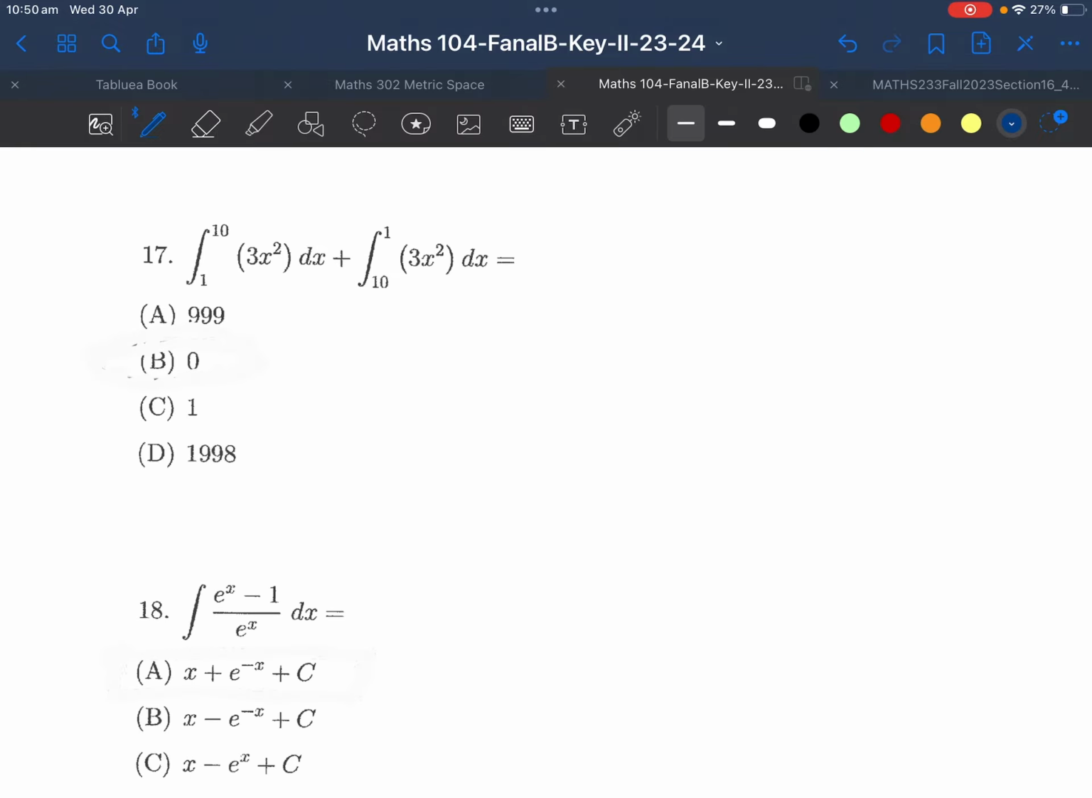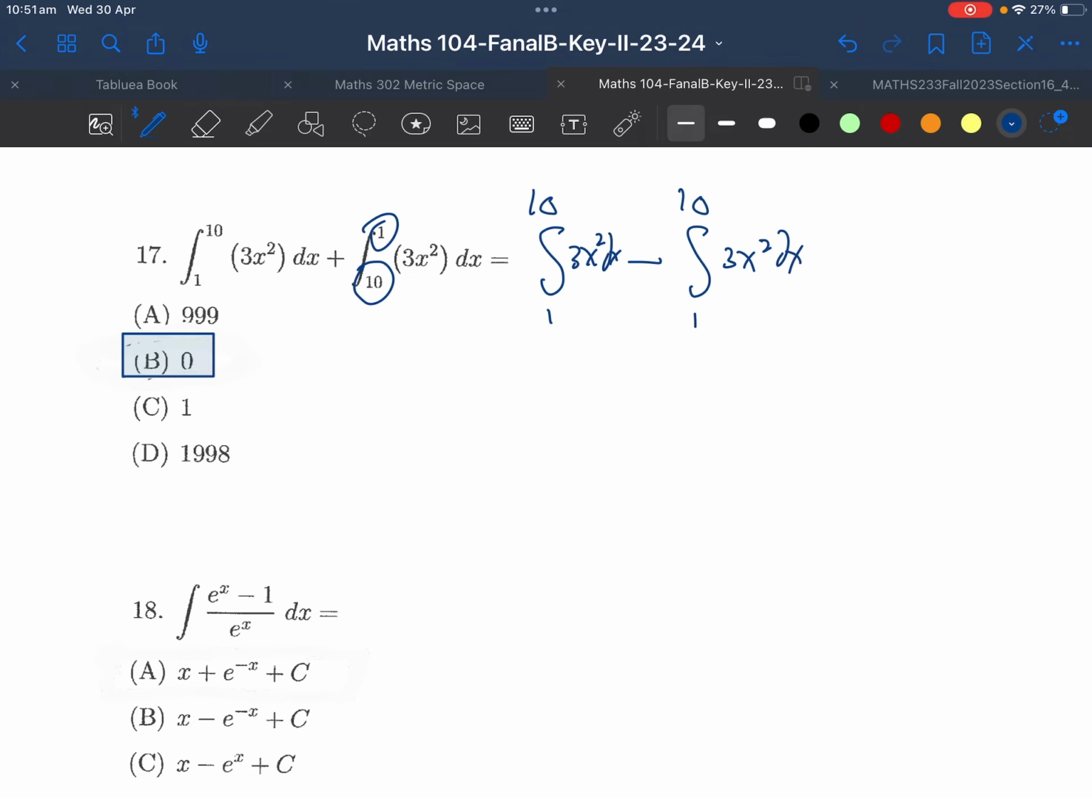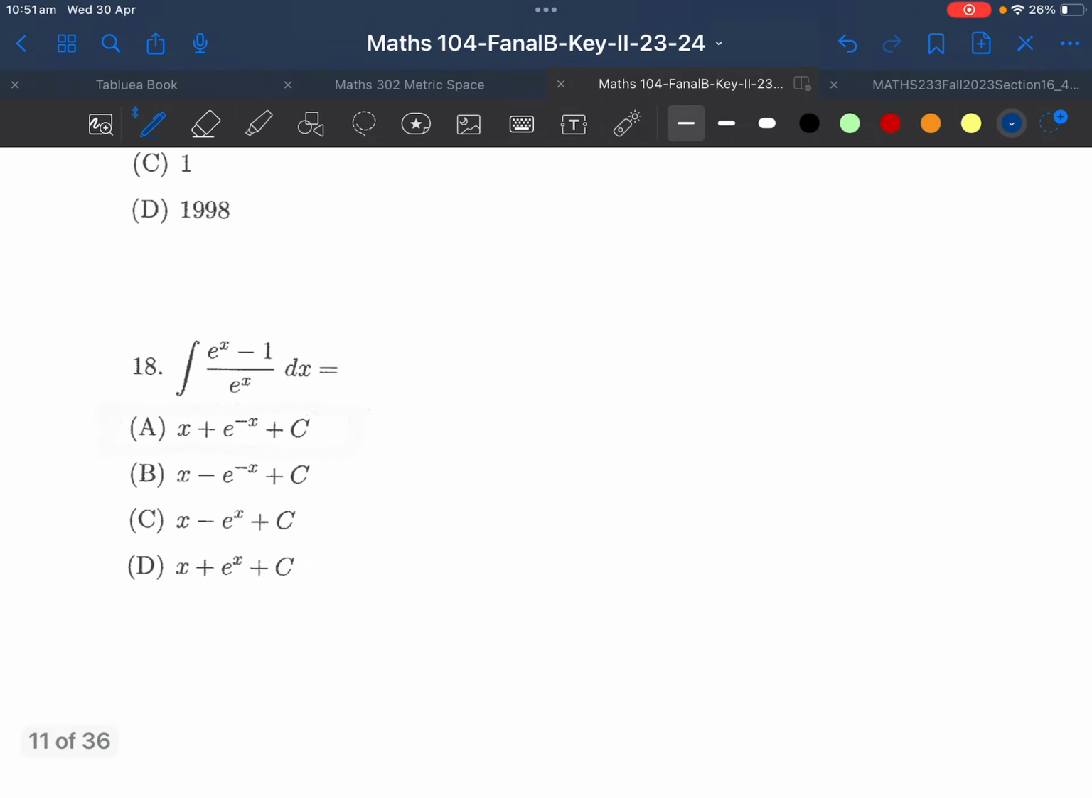Next question. We have the integral from 1 to 10, and then we have the integral from 10 to 1. The answer is 0. Why? Good question. First of all, I need to switch those. So there will be 1 to 10 minus 1 to 10. How do I know that? Because remember, when we switch, we change the minus. Minus, minus, we get just 0.